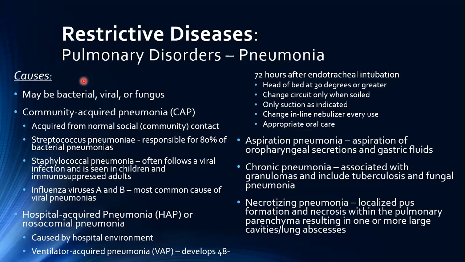HAP is hospital-acquired pneumonia. A VAP is ventilator-acquired pneumonia, and that usually happens 48 hours to 2 to 3 days after you've been intubated. So if they didn't have pneumonia, but then you intubated the patient, and 3 days later they got pneumonia, they got it from the ventilator.